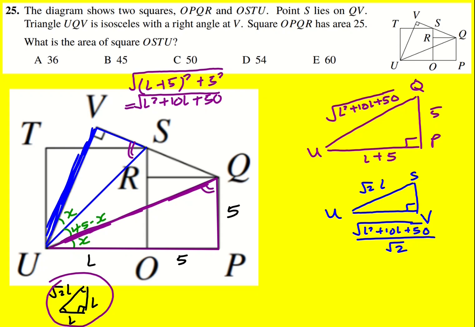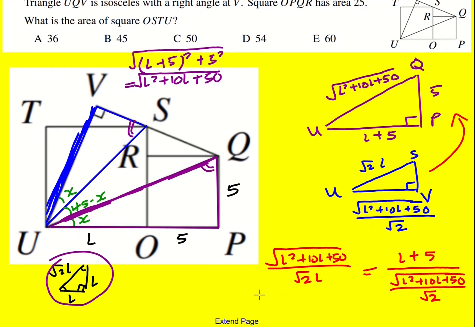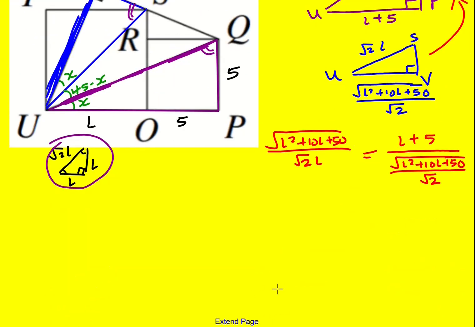And then I've got two similar triangles, and I can use scale factors to link them together. I can say that the square root of L squared plus 10L plus 50 divided by root 2L, that's the bigger hypotenuse divided by the smaller hypotenuse to get the scale factor going this way, will equal L plus 5 divided by root L squared plus 10L plus 50 over root 2. I'm not just going to directly start cancelling. I think it's going to be easiest if I cross multiply.